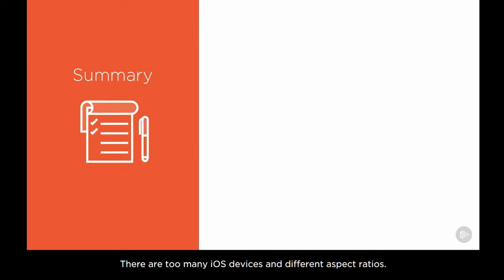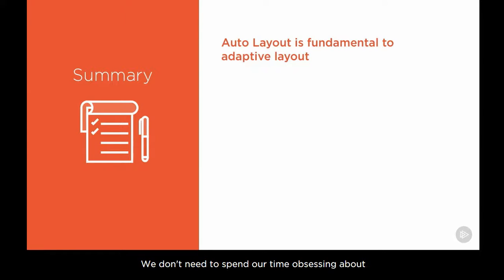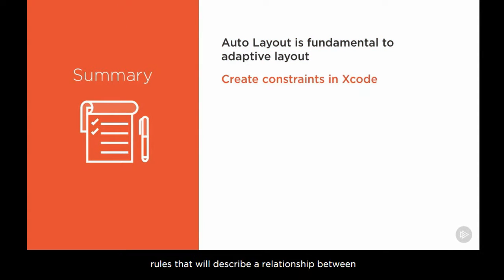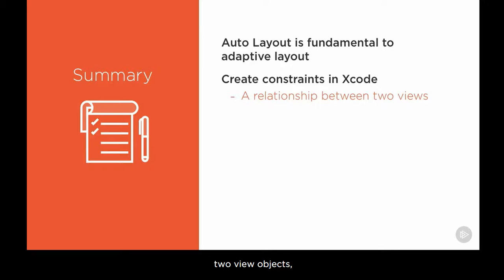There are too many iOS devices and different aspect ratios. We need to be able to create smart user interfaces that can automatically adapt. And the key to this is auto layout. We don't need to spend our time obsessing about positioning elements at exact pixel locations. Instead, we set up constraints, rules that will describe a relationship between 2 view objects, often a view and its container. Auto layout is on by default, but unless you add your own constraints, it will just constrain everything to the top left.